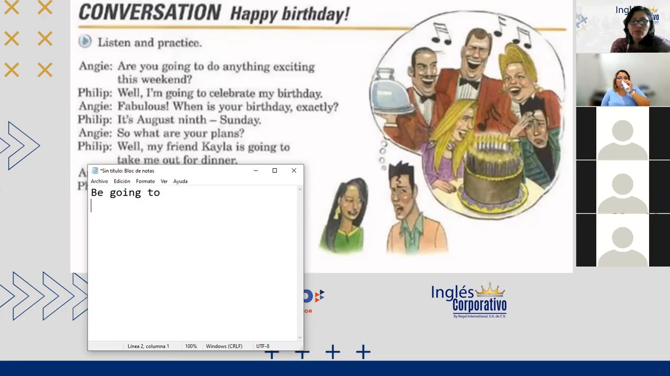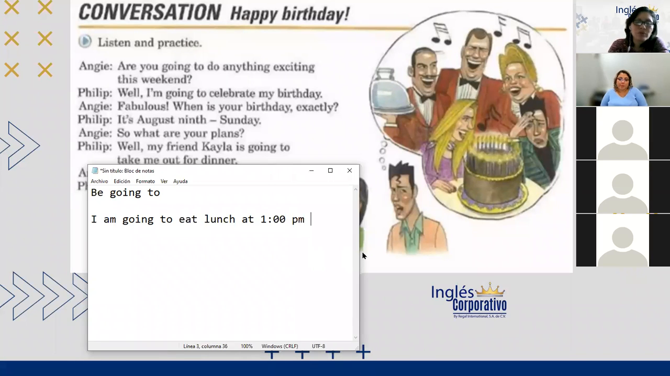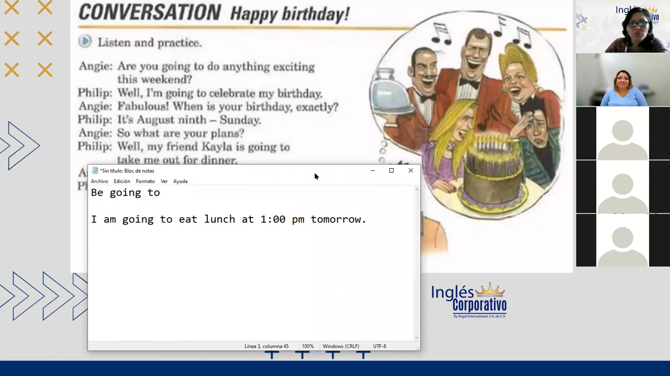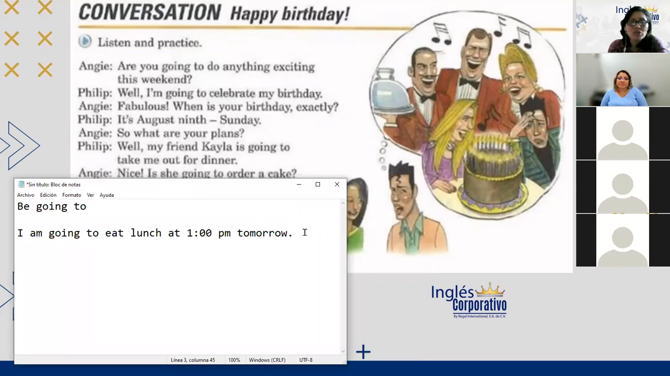Entonces, si yo tengo be going to, voy a decir, I am going to, por ejemplo, eat lunch at 1 p.m. Por ejemplo, I'm going to eat lunch at 1 p.m. tomorrow. Digamos que hoy ya estuvo, ya no almorcé. Mañana voy a comer. No, mentira, yo siempre almuerzo antes de la clase. Yo sé que ustedes más de una vez te toca sacrificar un poquito de su hora de almuerzo. Entonces, I'm going to eat lunch at 1 p.m. tomorrow, right? Por ejemplo, si voy con she. She is going to prepare the report.